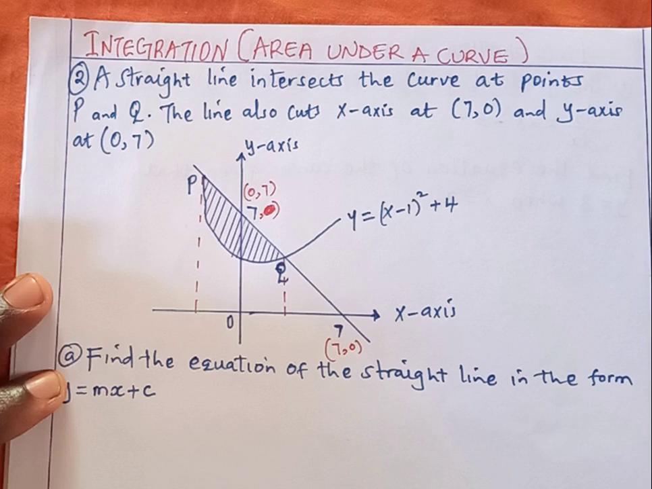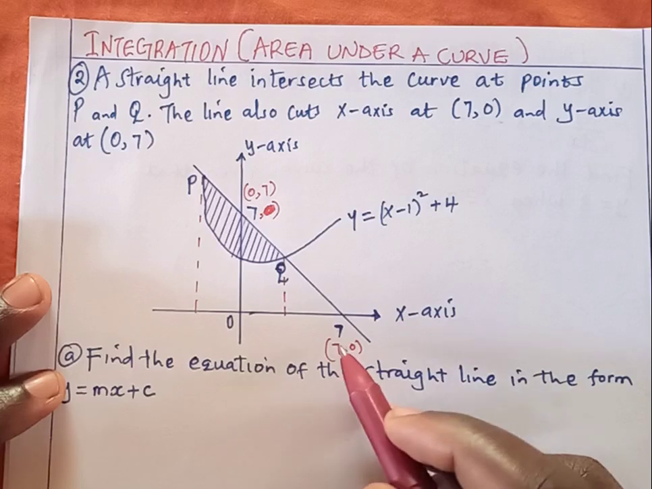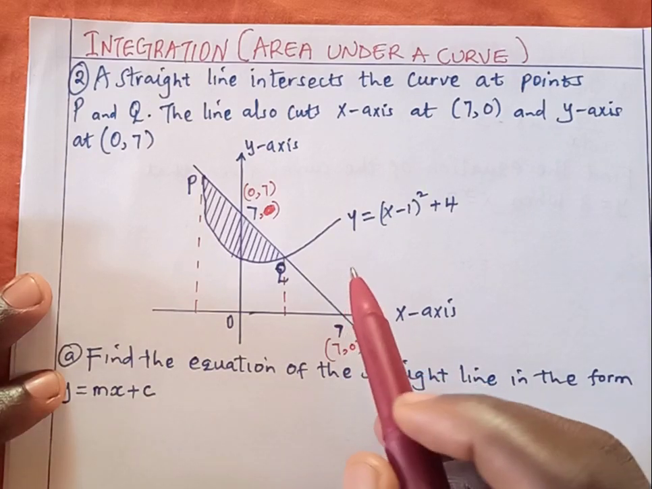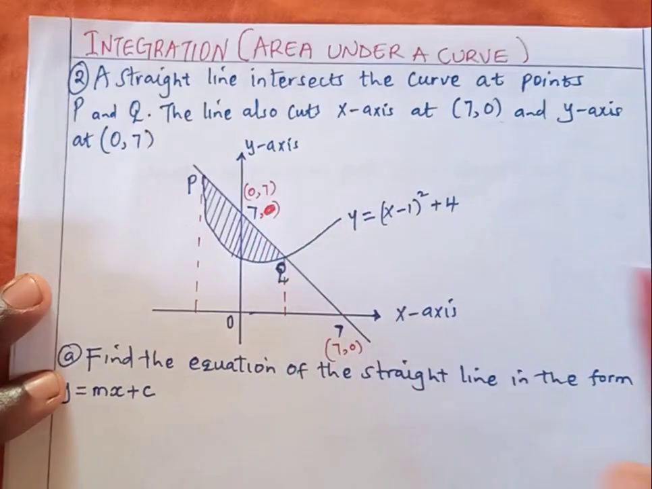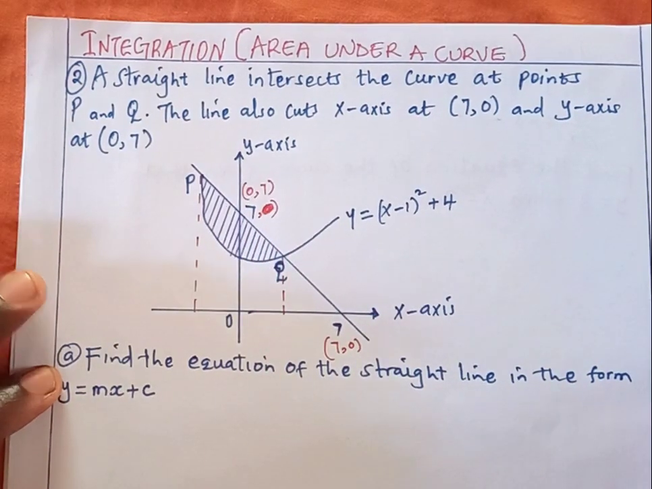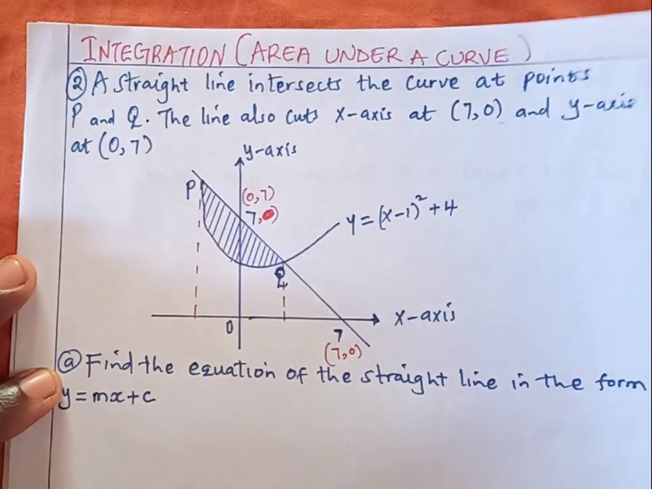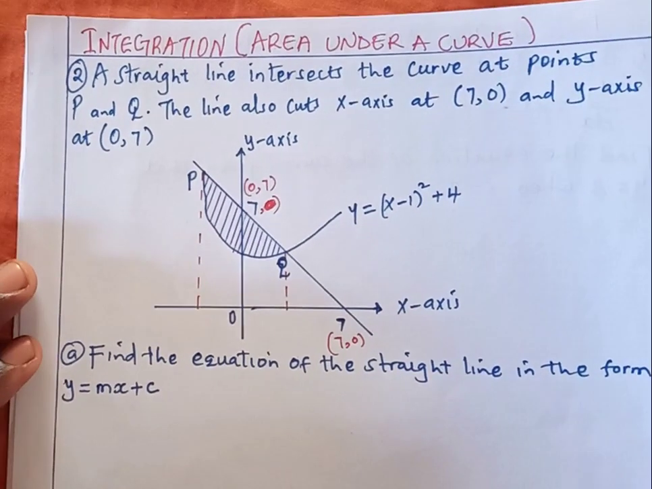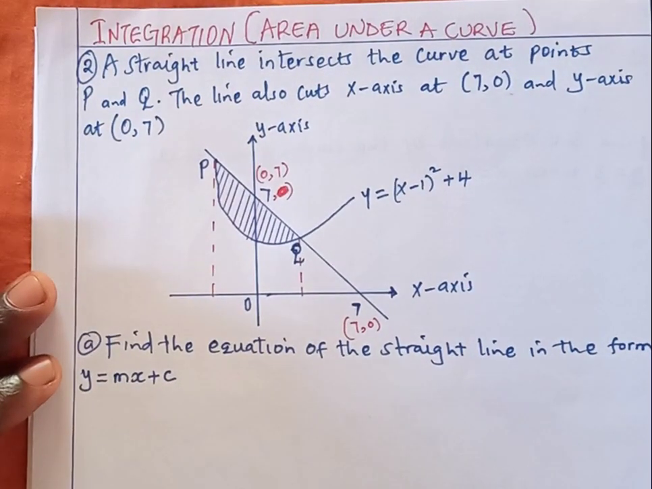This line cuts the x-axis at (7,0) and the y-axis at (0,7). Now we can proceed. We are supposed to work out the equation of a straight line.